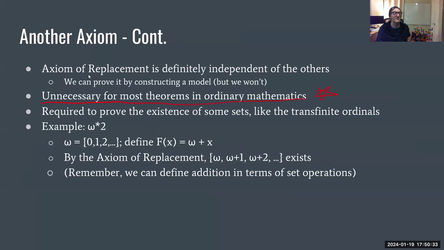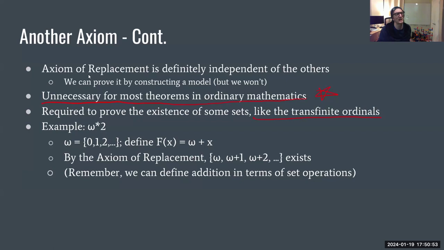This is one of the things that Frankel does, which is very important. So there are certain obscure ordinals that you need the axiom of replacement for. Or not obscure ordinals. Well, anyway, no, I think that's not true.